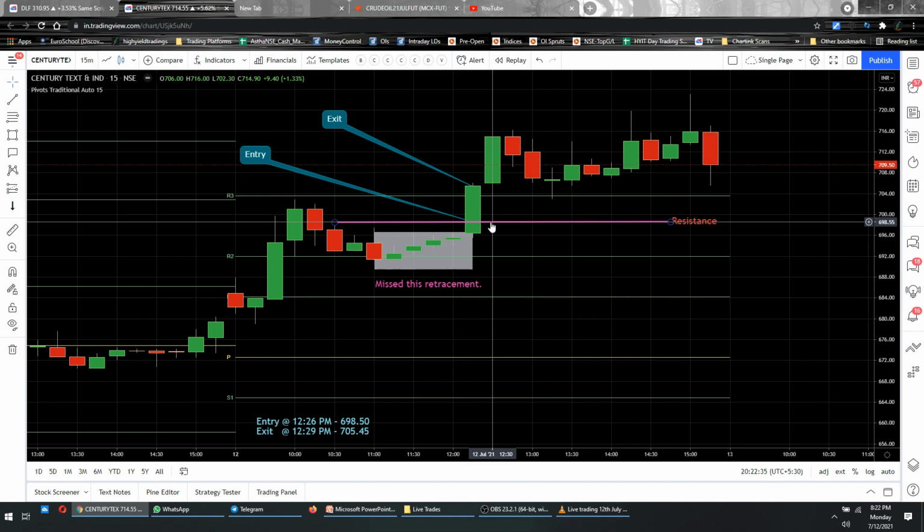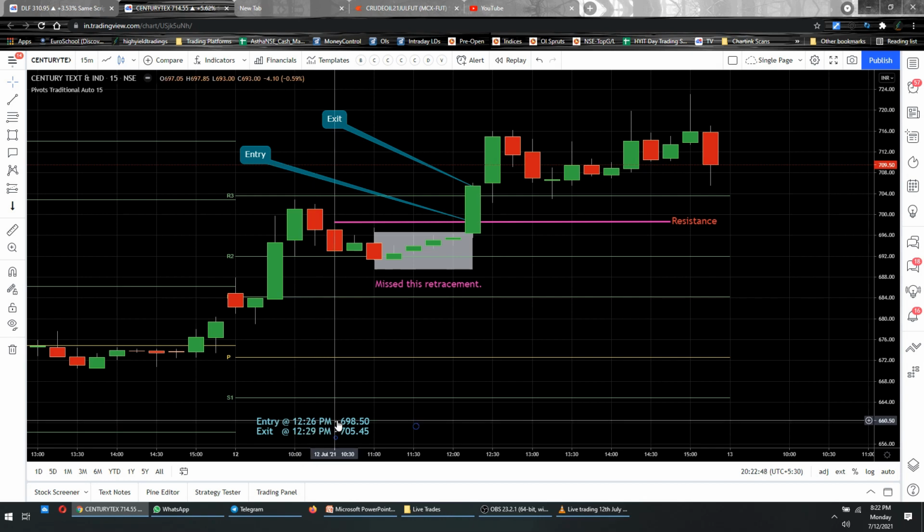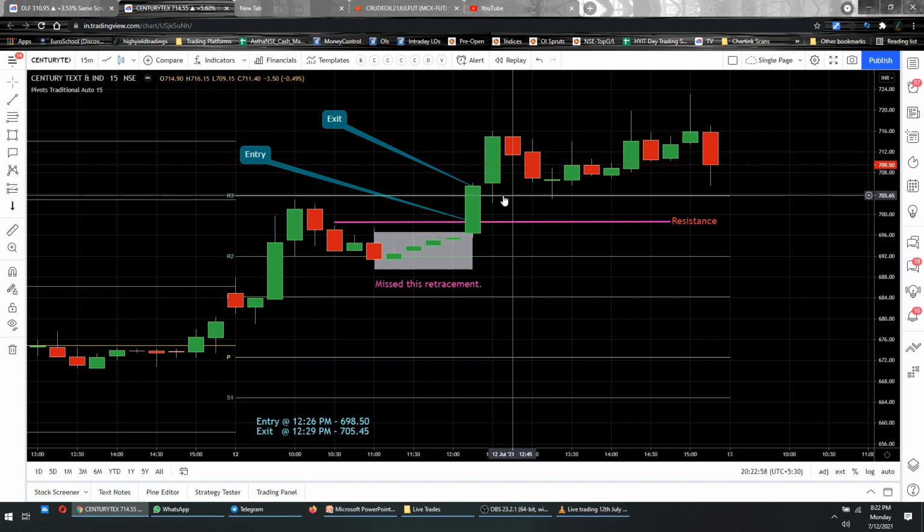Okay, so I put a stop loss buy order at 698.50. And when the price reached that particular level, my order was taken at 12:26 p.m. at 698.50. The next important thing is my entry was at 698.50. And where is the next resistance? The next resistance is at 703.60. So it comes to around exactly 5 rupees 10 paise, or let's take it 5 rupees.